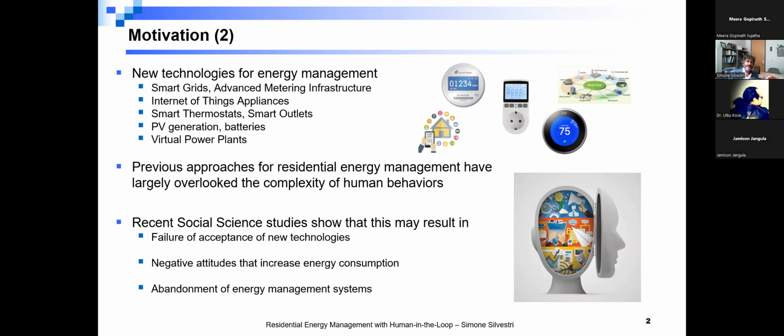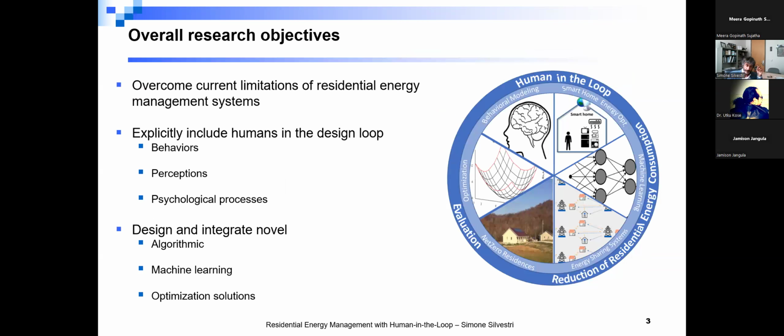So our objective in this research is to overcome this limitation by explicitly including the human in the loop in residential energy management by taking into account the user behavior, perception, and psychological processes. So addressing system and house level energy needs, while at the same time considering the complexity of human behaviors and perceptions. In this talk, I'm going to give you 3 examples of papers that we have recently published in which we address this type of research, taking into account the human behavior in residential energy systems.